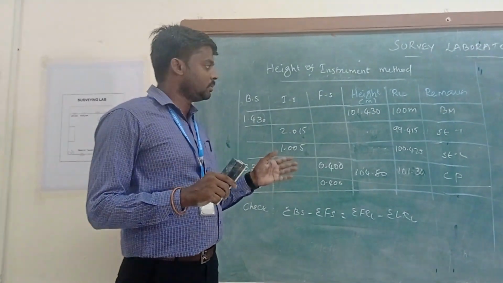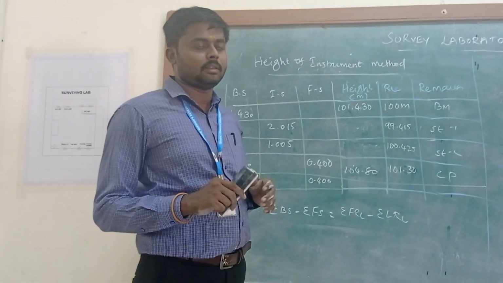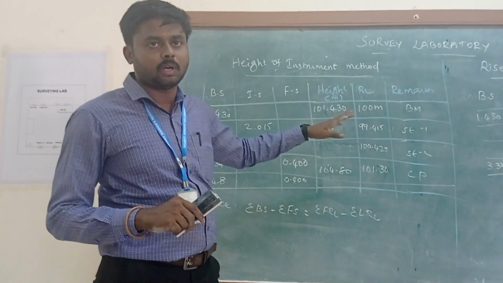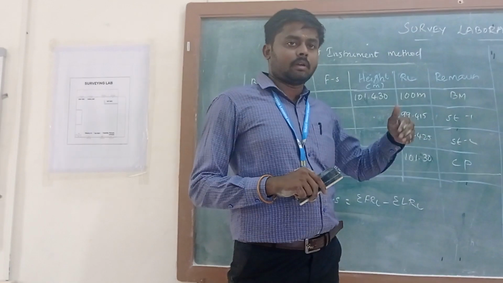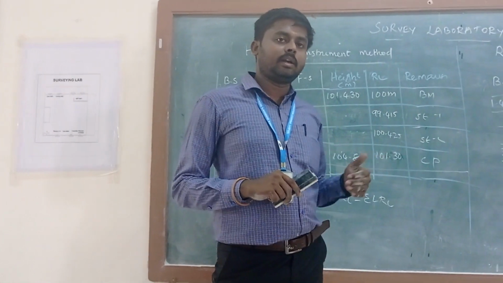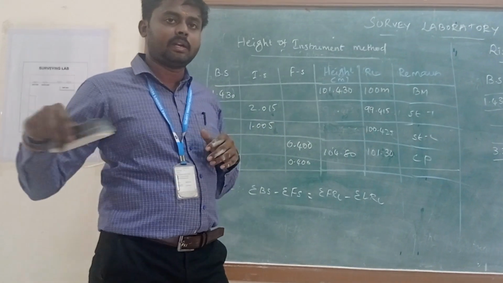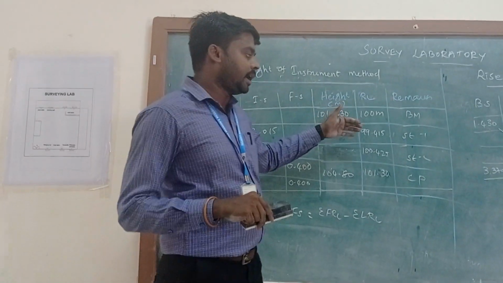Okay, so now we are going to calculate the height of different points, whatever we take in the field. Here the height was calculated in terms of RL. RL is, like I already told you, reduced level. The reduced level of the land surface was calculated from the sea level, comparing with the height of sea level. So here the heights are getting right.